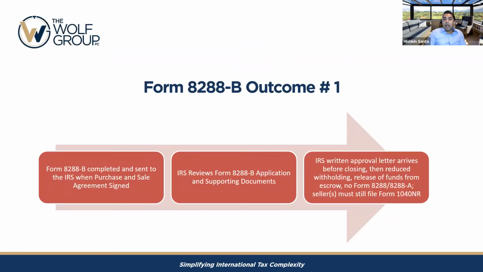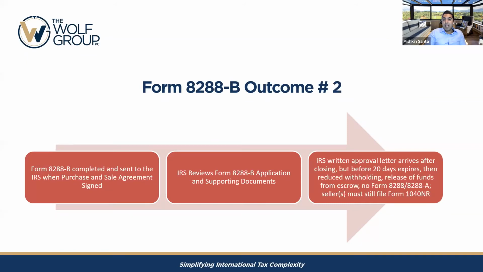And so there are 4 different outcomes that I typically see when it comes to the 8288-B submission. So you do the 8288-B when the purchase and sale agreement is signed. You send everything to the IRS. You do it as early on as possible. The approval letter arrives before closing. There's a reduced withholding amount. There's the release of funds at closing. You don't have to do the 8288 or 8288-A unless there's some leftover withholding tax that needs to be remitted. And then later, the sellers go back and file the Form 1040-NR, which is basically a zero filing. It just closes out the loop with the IRS, and everybody's happy. It's a great outcome.